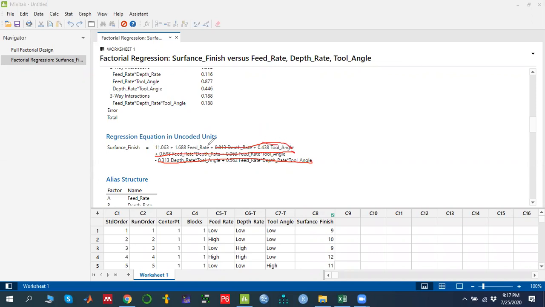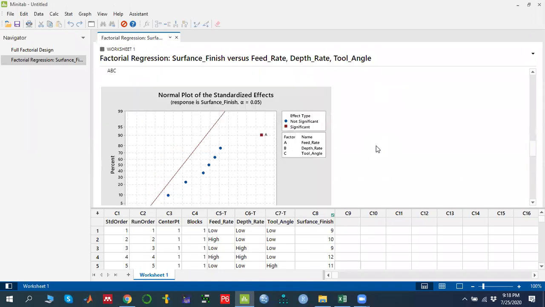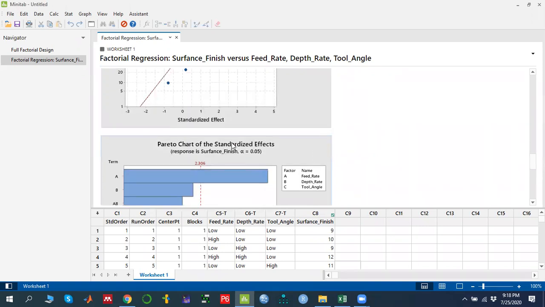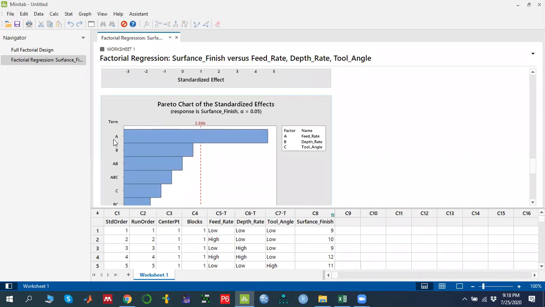So the only regression line we can use to predict the surface finish is the one using the feed rate, right? So that would be the better regression line, because that is a significant factor. Okay, so furthermore, the normal probability plot is also indicating that, as you can see from this graph, the maroon dot, or you can say square dot, is indicating that the factor is significant. The blue dot is indicating that these factors are not significant. Similarly, we can see from the Pareto chart that only the feed rate is a significant factor. Okay, the rest of them are not significant factors.